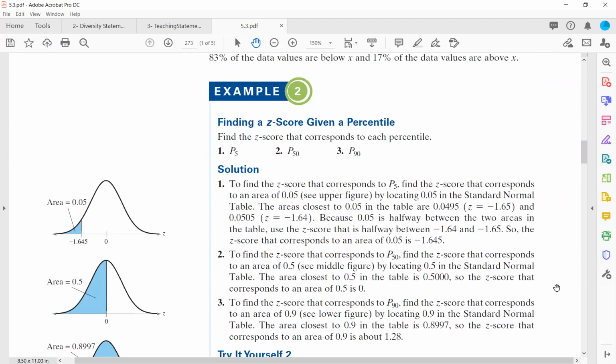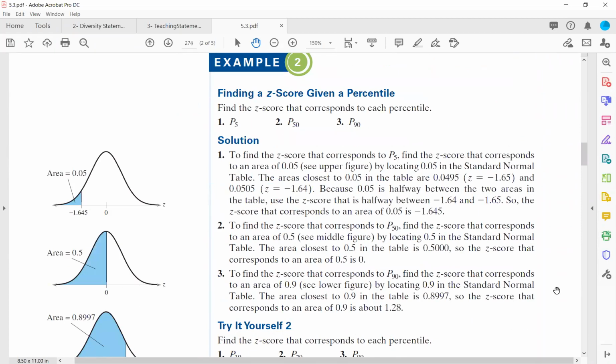Example 2. In example 2, the question says, find z-score given a percentile. Remember that when we talked about percentile, we talked about the areas. The first one is the 5th percentile. The 5th percentile means that you're looking at 5% of the area to the left-hand side. 5%.